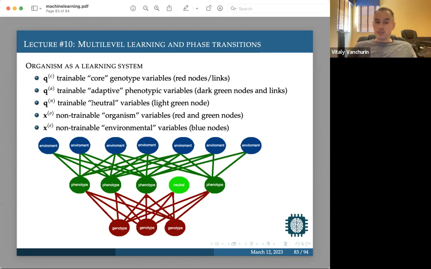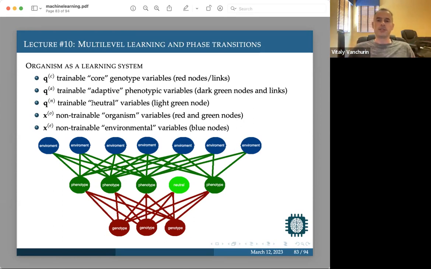So core is something that doesn't change, yet it's called trainable because if you consider different time scales, they will start changing. Adaptive is something that does change on the constrained time scale, and neutral is something that, although it changes, doesn't lead to changes in the loss function. And then there are two types of non-trainable variables: the ones that are associated with the organism itself that describe it, and the ones that are associated with the environment.